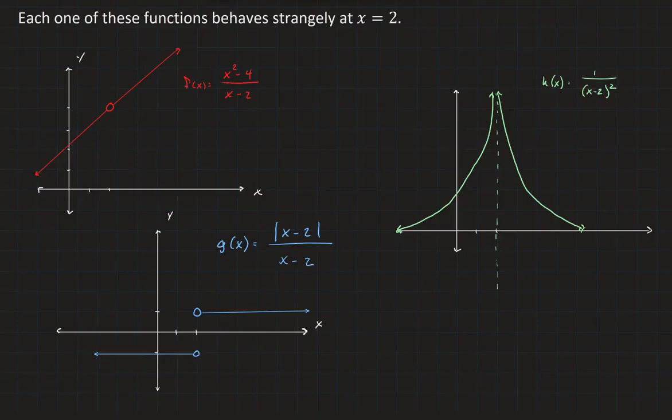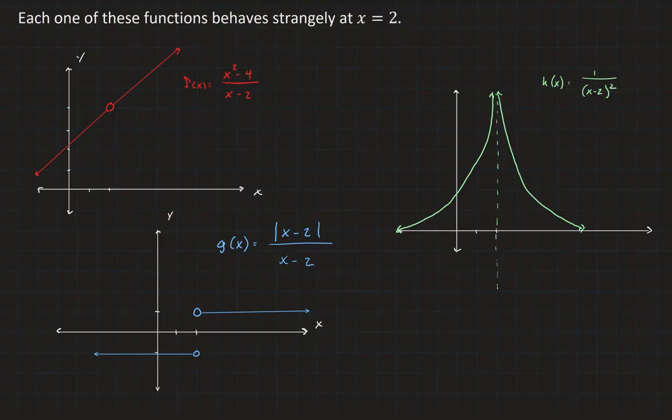Some functions have domain restrictions because particular values for the input variable cause the function to become undefined. Now you'll notice if you look at all of these functions, every one of them behaves somewhat strangely at x is equal to 2. Notice right here, if I look at this function, I just have a weird hole right there.